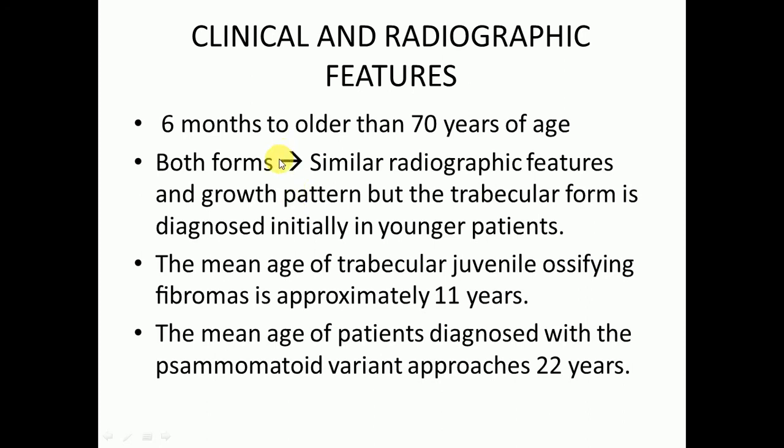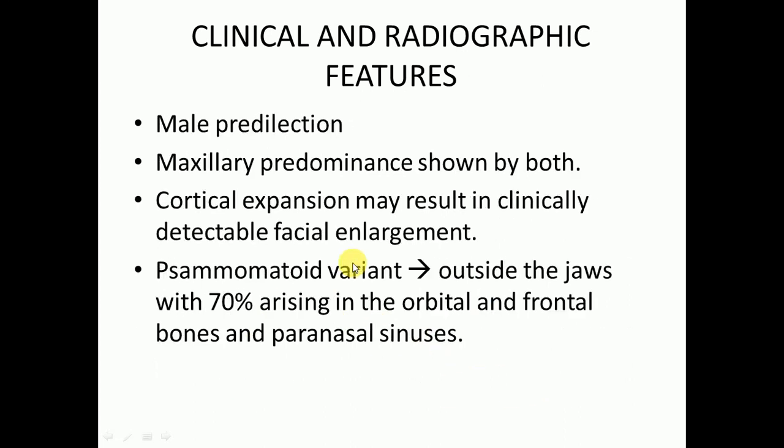These ossifying fibromas have a wide age range. It varies from 6 months to older than 70 years of age. Both forms are similar radiographically, and growth patterns are similar, but the trabecular form is diagnosed initially in younger patients. The mean age of trabecular juvenile ossifying fibroma is approximately 11 years, and that of psammomatoid is 22 years.